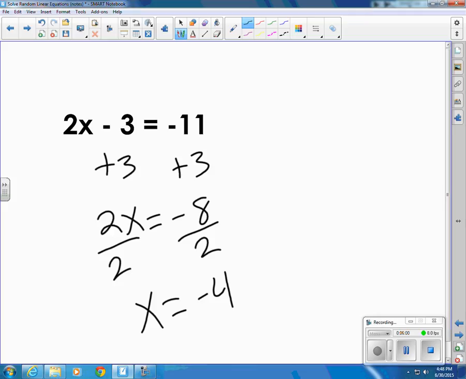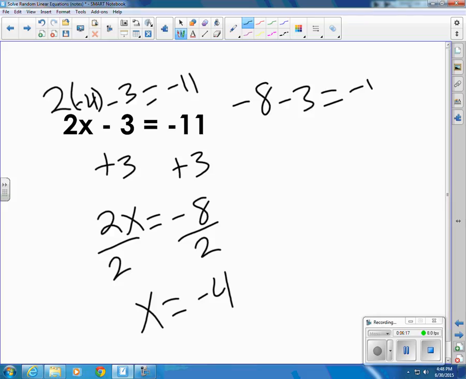Plug it into the original equation. Check it out. See if it's right. 2 times negative 4 minus 3. Is that equal to negative 11? Well, that is negative 8 minus 3. Yes, that is equal to negative 11.